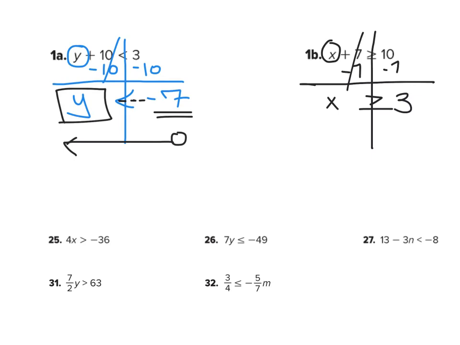Now again, notice how my variable is on the left. That's what I want. I would have a closed circle at 3 on my number line because my x could be equal to or include +3. And then I'm going to shade my number line to the right, thinking of this inequality sign as an arrow.